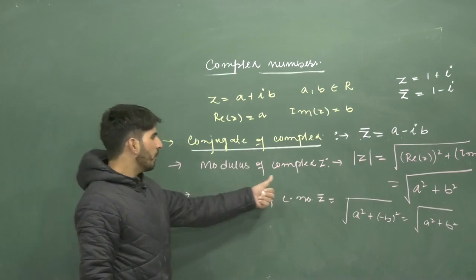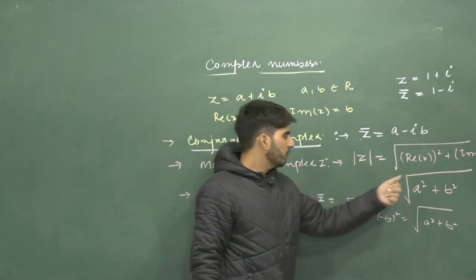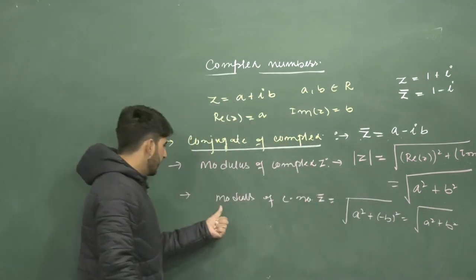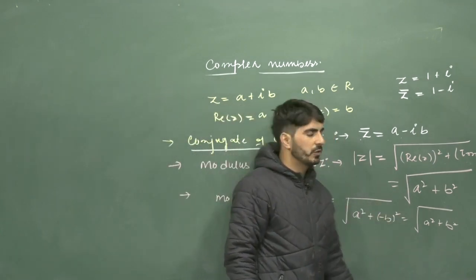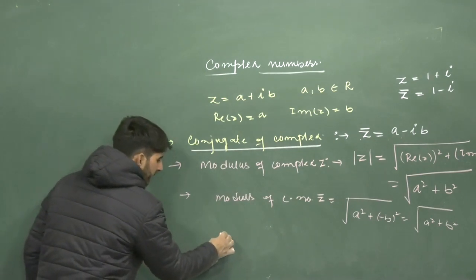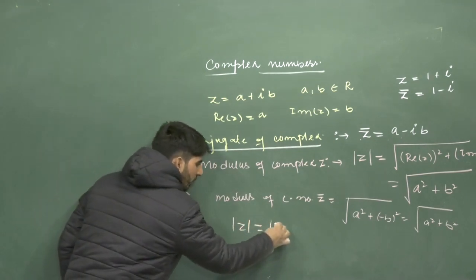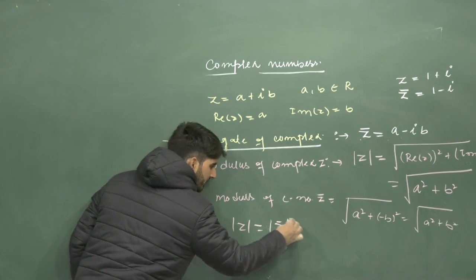So the modulus of complex number z is root of a square plus b square, and the modulus of the conjugate is the same, root of a square plus b square. Thus we can say here modulus of z is equal to modulus of z conjugate.